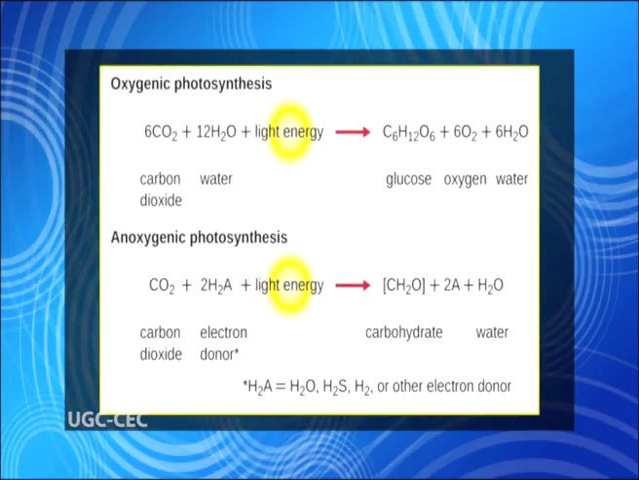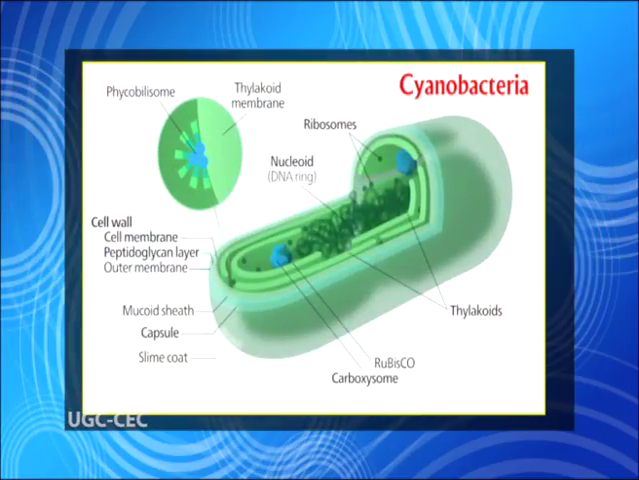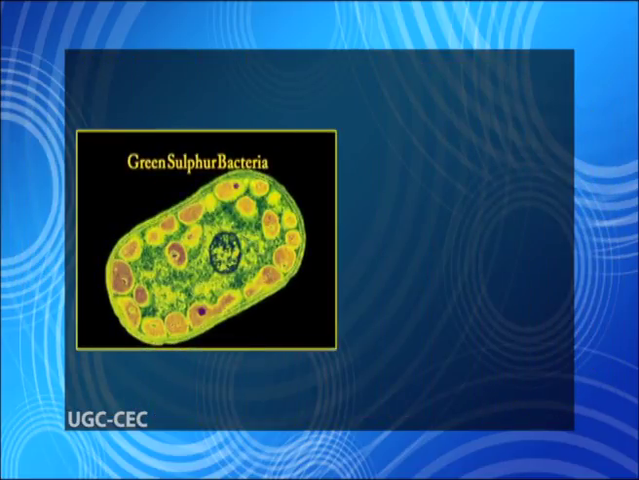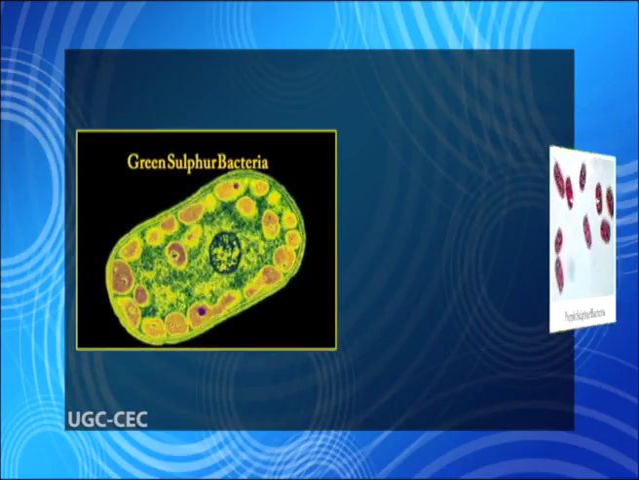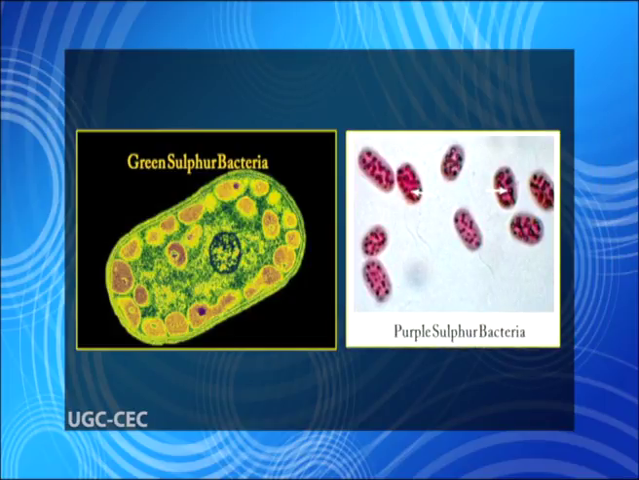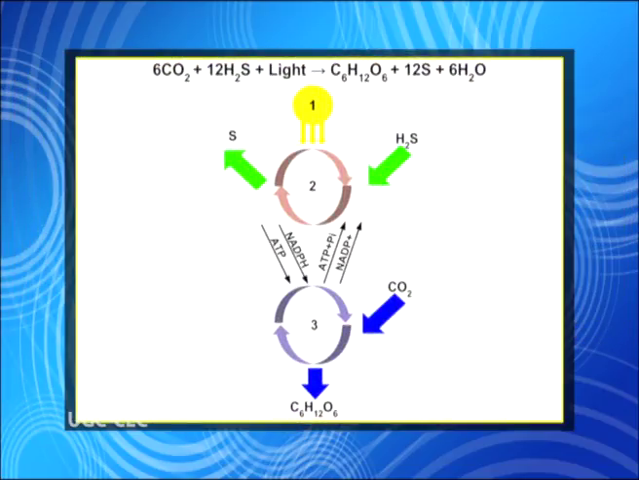Oxygenic photosynthesis is a photosynthesis where oxygen is released as a byproduct. Anoxygenic photosynthesis is a photosynthesis where oxygen is not released. Oxygenic photosynthesis is shown by cyanobacteria, whereas anoxygenic photosynthesis is shown by eubacteria like green sulfur bacteria and purple sulfur bacteria. Green sulfur bacteria and purple sulfur bacteria use hydrogen sulfide and precipitate sulfur instead of releasing oxygen.